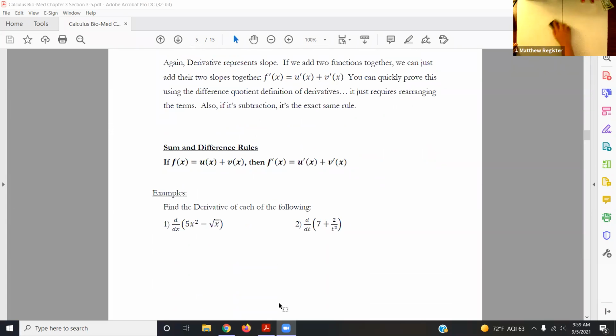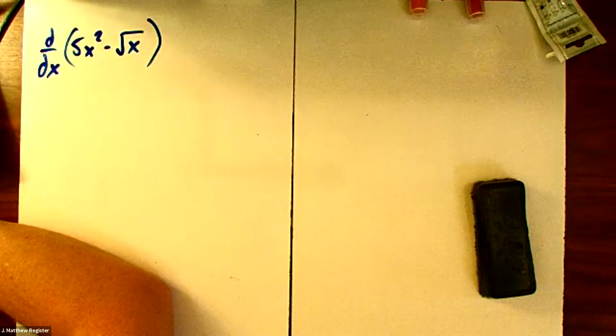Let's just do the first one. d/dx of 5x squared minus square root of x. Notice I put it in parentheses. Technically, this derivative is applying to everything. And so it's a function transformation, and you would want to make sure that you're showing that it's applying to everything in there.